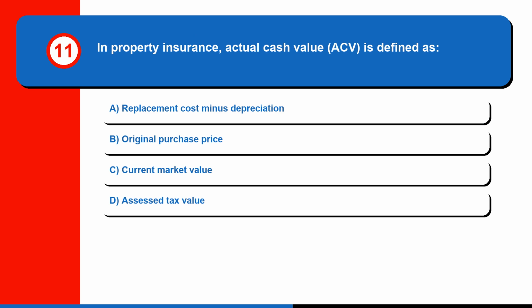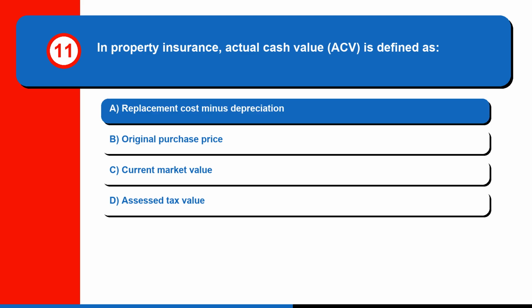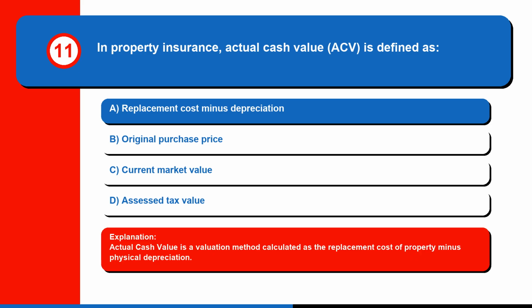Question 11. In property insurance, actual cash value, ACV, is defined as A. Replacement cost minus depreciation. B. Original purchase price. C. Current market value. Or D. Assessed tax value. The correct answer is A. Replacement cost minus depreciation. Actual cash value is a valuation method calculated as the replacement cost of property minus physical depreciation.